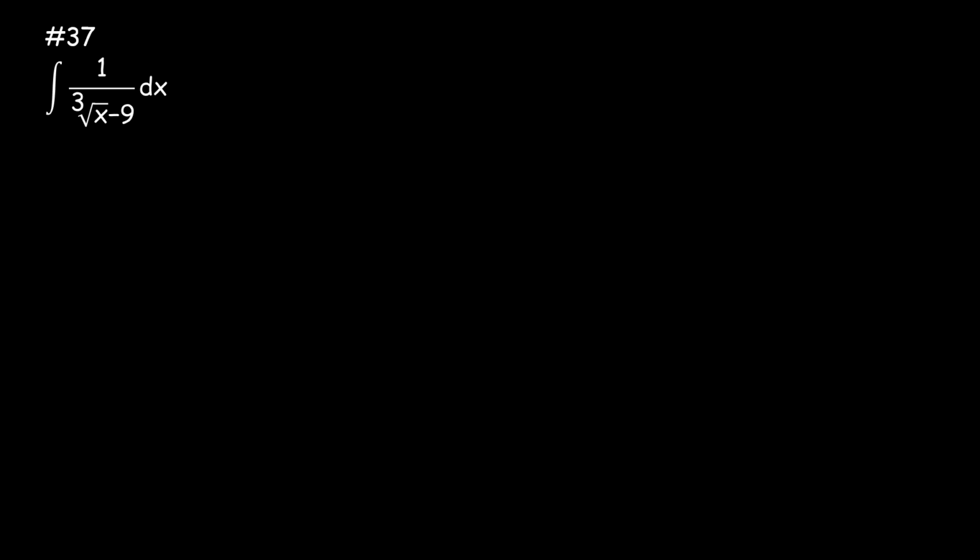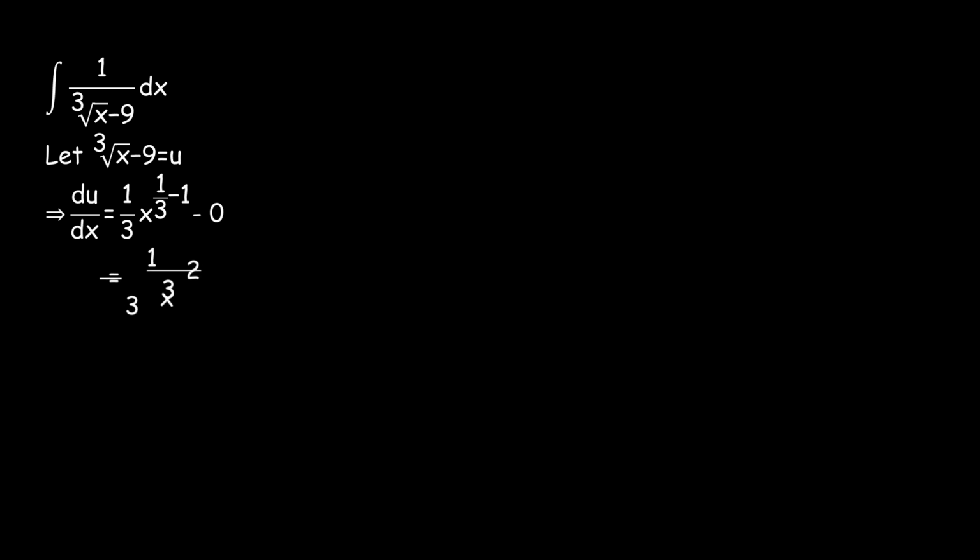Question 37, we're going to find the integral of 1 over the cube root of x minus 9 dx. We're going to use substitution for this question. We're going to let the denominator be equal to u. If the denominator is u, then we can differentiate this with respect to x, and we get 1/3 of x to the power 1/3 minus 1. Then we simplify this fraction so that we get 1 over 3 times the cube root of x all squared.